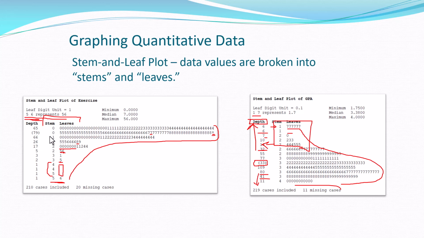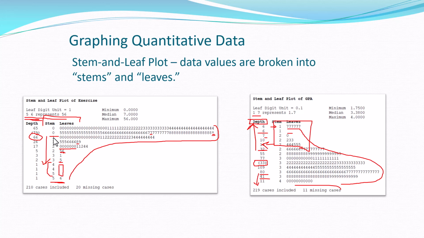How many of the students exercise 10 or more hours per week? Well, that's like everything here. There's 66 of those observations. That's what this number here tells me. And so that's how that depth or that counting column will be used. But the actual stem and leaf display itself is found in the stems and the leaves, those 2 columns.